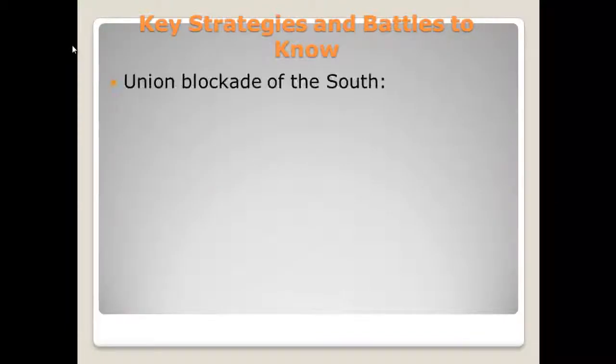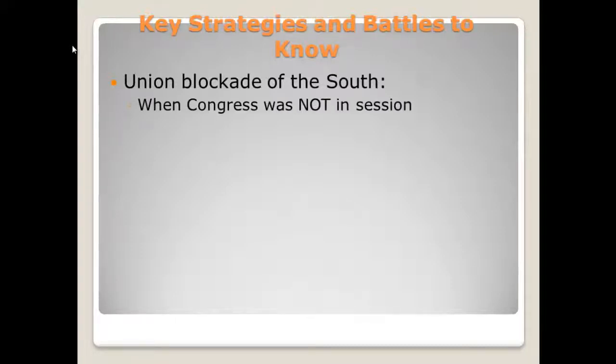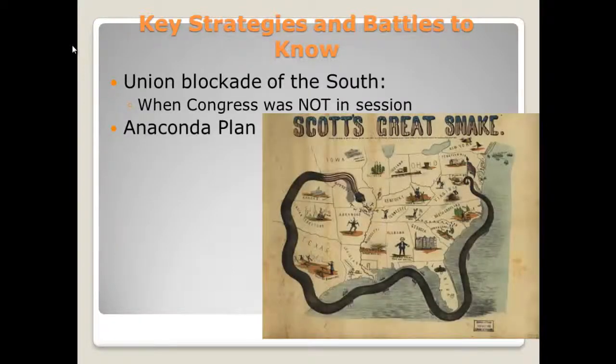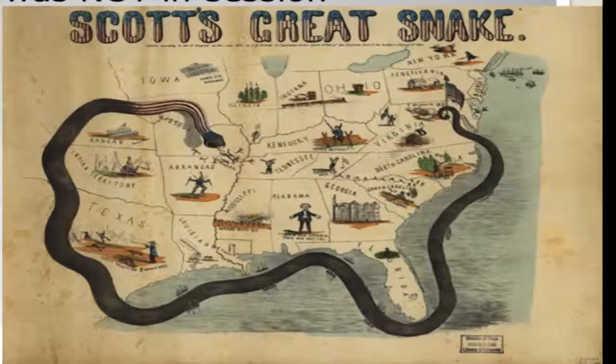All right, some strategies and battles you should be familiar with. The Union blockade of the South was a major thing that the Union did in the beginning. This happened when Congress was not in session, so some people argued that Abe Lincoln abused his power. Later on, we have something called the Anaconda Plan, which is developed by General Winfield Scott.